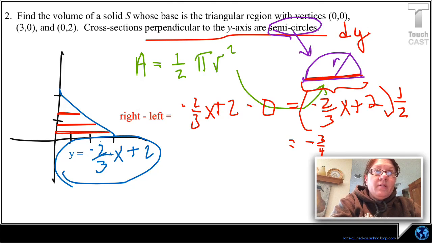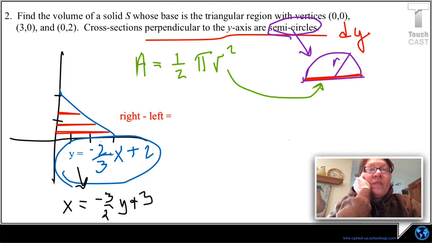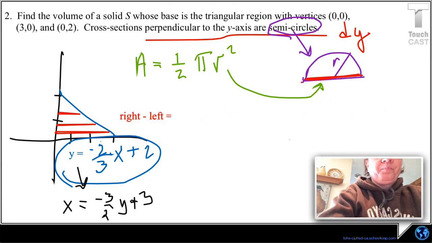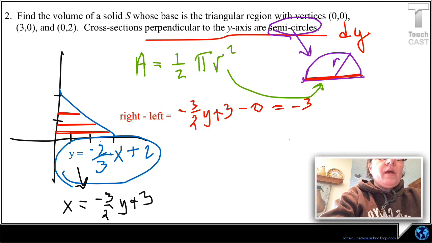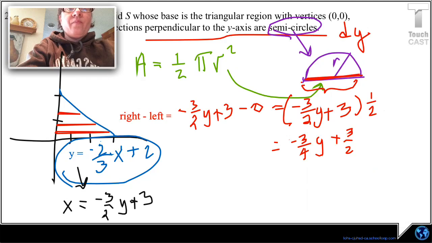Guess what I forgot? I'm integrating with respect to y, so I need everything in terms of y. Okay, going back and fixing it now. Erase your notes and fix with me. So now my right minus my left is negative 3/2 y plus 3. That's the right where it touches the blue line, and then minus 0, which of course simplifies to negative 3/2 y plus 3. But again, this is still the diameter, so I need half of it.